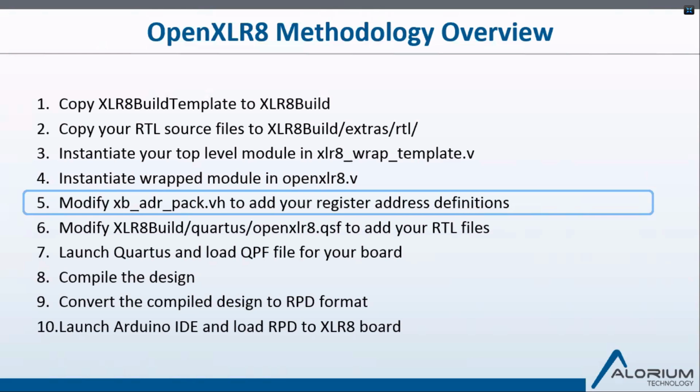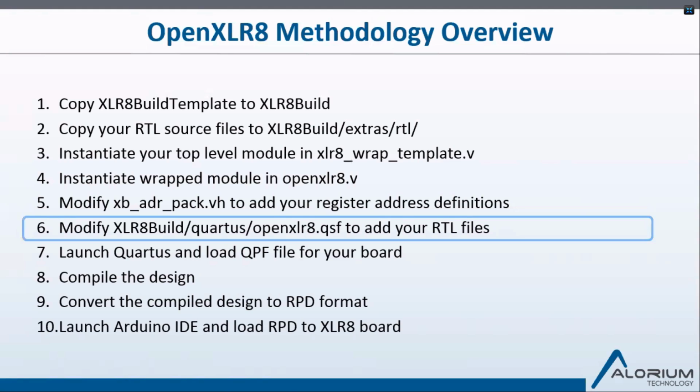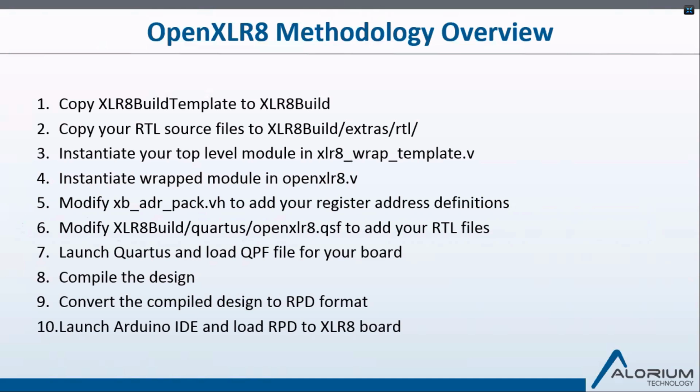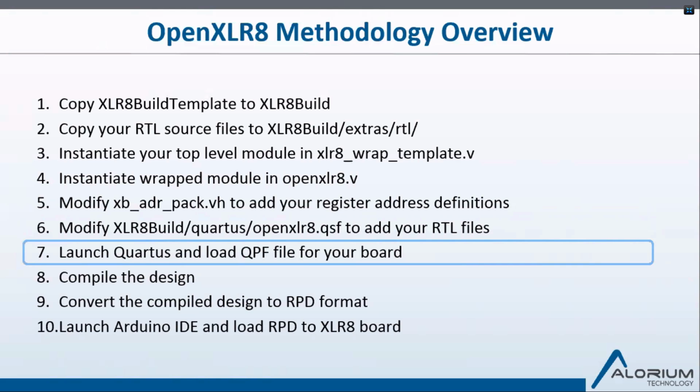Next, we'll modify our XB address pack to add in our custom register address definitions so that the hardware will know which addresses we're locating our registers at. Moving over to the Quartus directory, we need to modify the OpenXLR8.qsf file to tell Quartus where to find our custom logic files that we're adding to this design. And at this point, we've got all our modifications done to the source files. So we'll launch Quartus and load our project file, the QPF file, for the board that we're targeting.